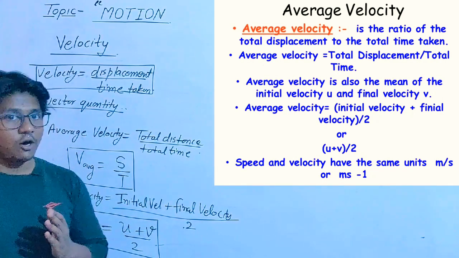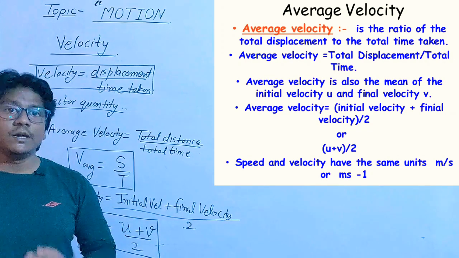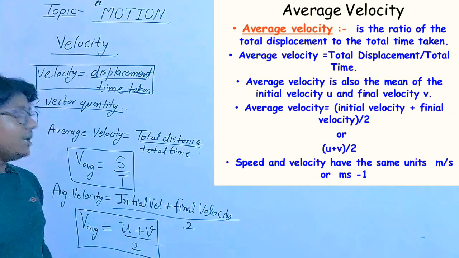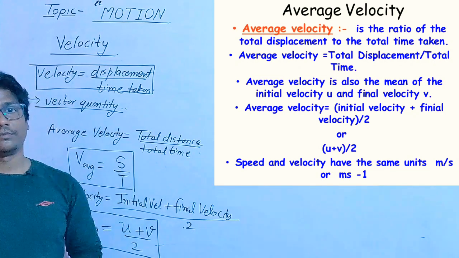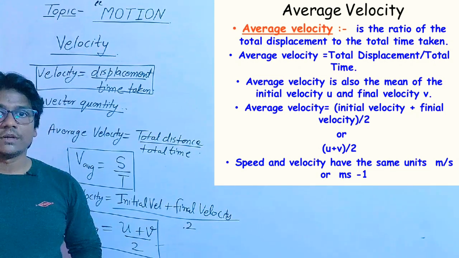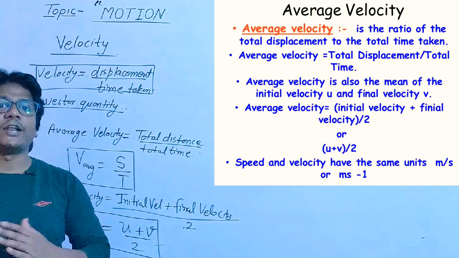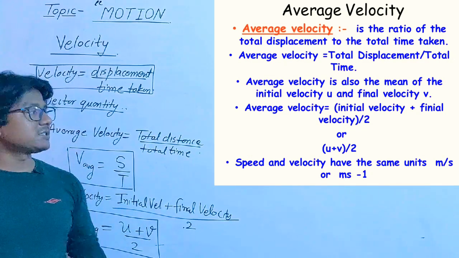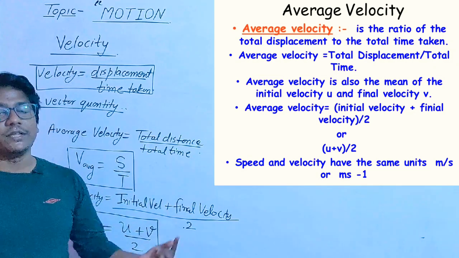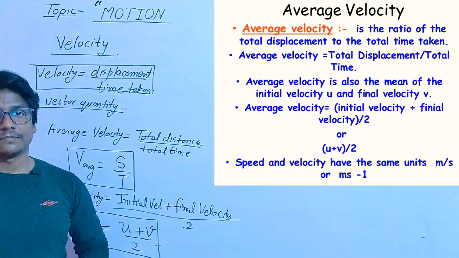Velocity of the object can be positive, negative, or it can be 0 also. But speed cannot be 0 or negative. So this is the basic difference between the two.